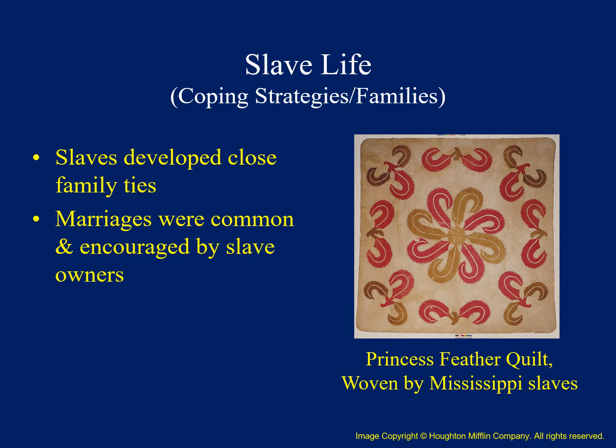Slaves acted and reacted to their lives in many different ways. One coping strategy was to develop close family ties. On the right, we see a princess feather quilt, which was woven by Mississippi slaves. And sometimes these quilts would have messages that were known only to the slaves themselves. Often slaves would marry one another, and this was often encouraged by slave owners, mainly because any children from those marriages would also be enslaved.